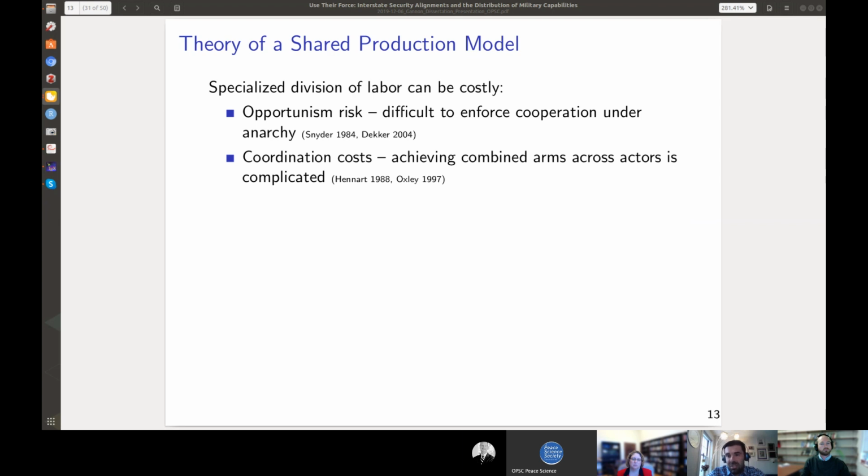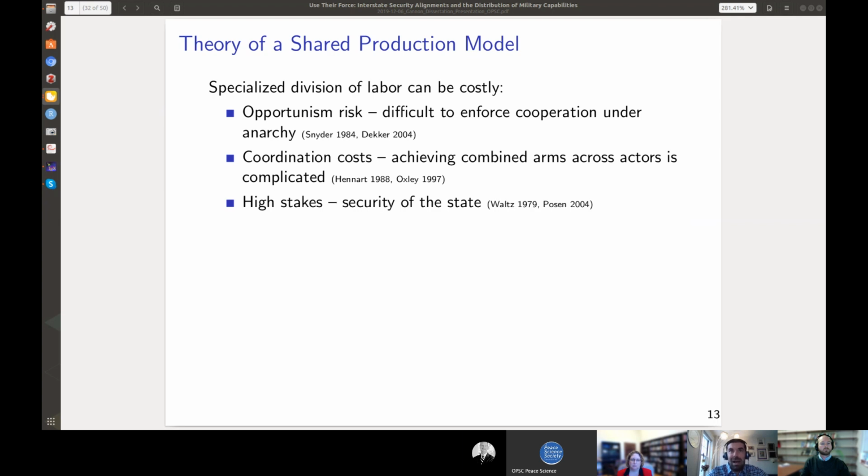Second is the cost of coordination. It's hard enough for me to own both an iPhone and a PC, but if I have an iPhone and my mom now has a PC, I know exactly what's going to happen when I go home for Christmas. There's a bunch of troubleshooting that has to happen to make sure that these parts can work well together. And so getting this combined arms efficiency, where a state's arms are more than the sum of its parts, requires coordination that can be really difficult to do.